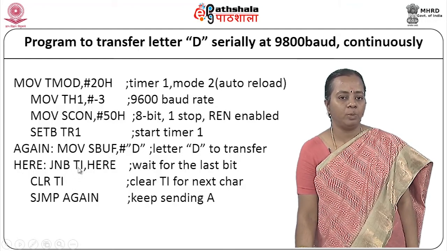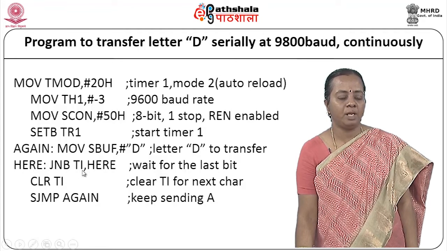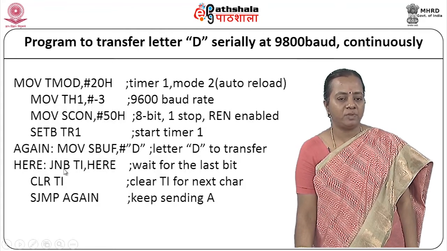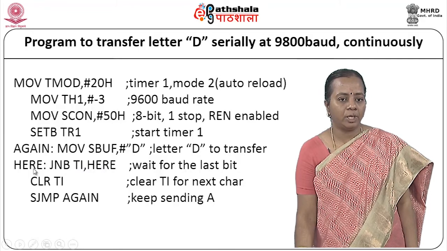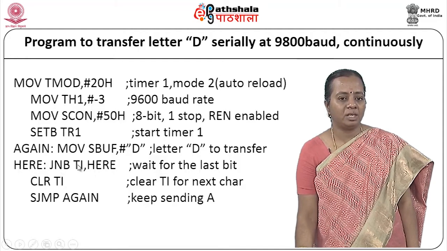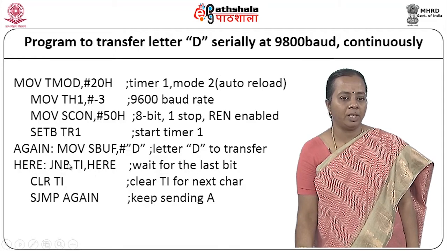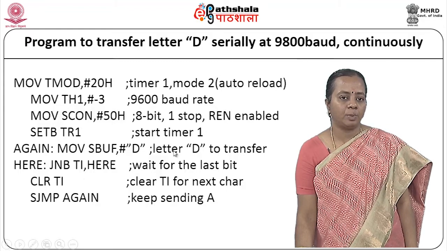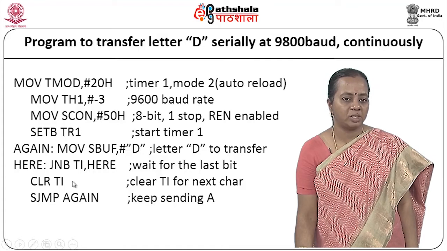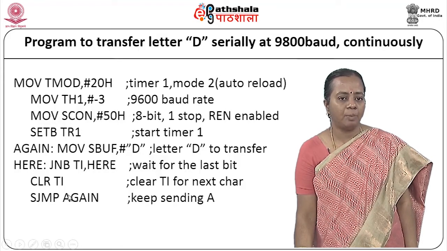Here it has been put in an indefinite loop, JNB TI, HERE. That means if TI is not equal to 1, it comes back to here, looping again and again. Once I get TI equal to 1, it comes out of the loop. So now it says the data has been sent properly. Now CLR TI, because we need to send the next character, then jump again.